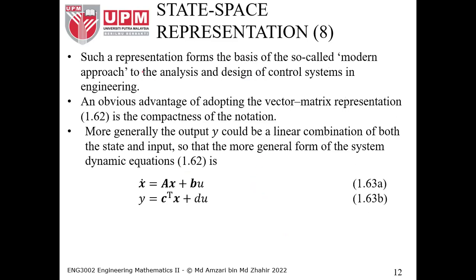So this is called the modern approach to the analysis and design of control systems. We use this most in control system engineering. So there is an advantage in adopting a vector matrix representation of 1.6 in compact notation. The final general equation that we mostly use is the linear combination of both, which is x dot equals Ax plus Bu, and y equals c transpose x plus Du.